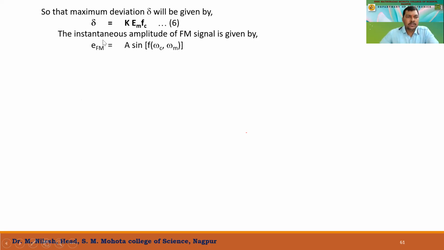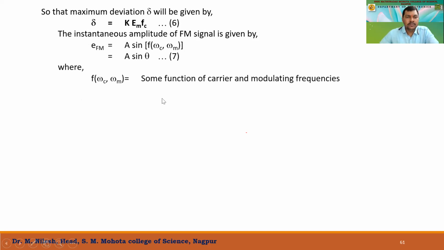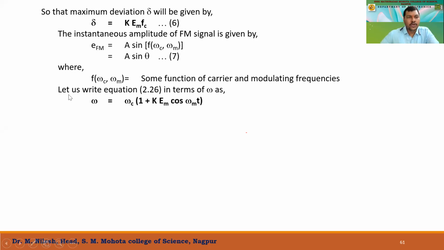So this is the frequency modulated signal, and if you substitute, then we will have A sine theta. We have substituted this as theta over here, again some function of carrier and modulating frequency, that is a function of omega c and omega m. Let us write equation 2.26 in terms of omega, as omega is equal to omega c into 1 plus k Em cos omega mt. Now instead of f we are taking it as omega, so omega is equal to 2 pi fc. So omega is equal to omega c (1 plus k Em cos omega mt).